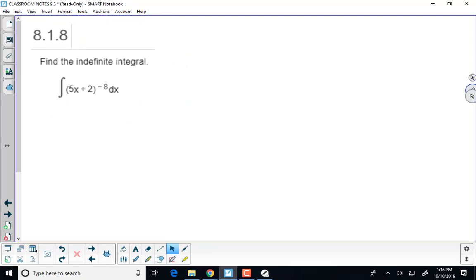Okay, so this one is a one-stepper. So this will be 5x plus 2. We add 1 to the exponent, making it -7, divided by -7.